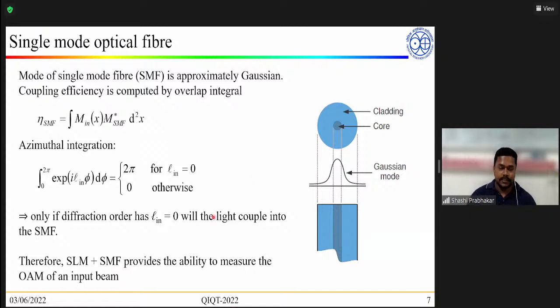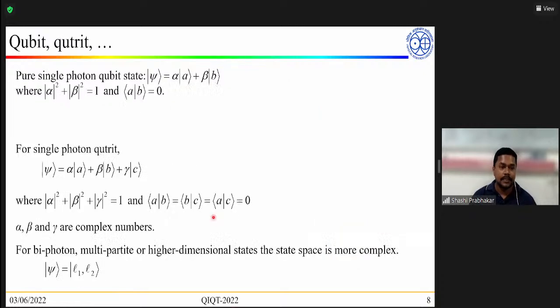As we have formulated these basics of higher order modes, like how we can generate them, how we can manipulate them, how we can detect them, the next thing is how we can actually harness the higher dimensionality. As we know, polarization can give us qubits, but with higher dimensional states we can go with qutrits, ququads, and all higher dimensional states. For a qubit, we can write a general state as alpha A plus beta B, where A and B are the two bases, and alpha squared plus beta squared is 1. So this is the pure single photon qubit state.